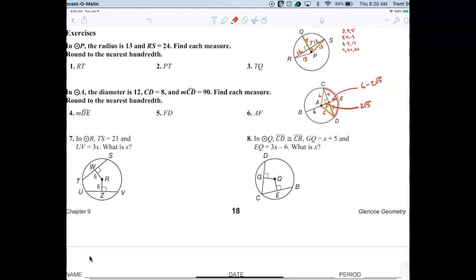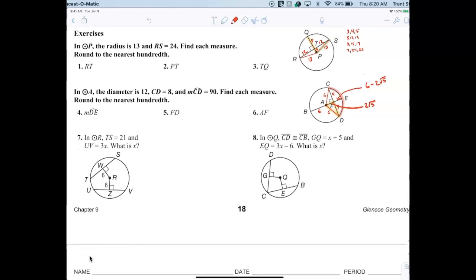All right, so they want to know what's arc DE going to be. Yeah, 45. Good job. And then what is FD? Yeah, FD was 4. And then what is AF? Yeah, 2 radical 5. Oh yeah, that's kind of easy.